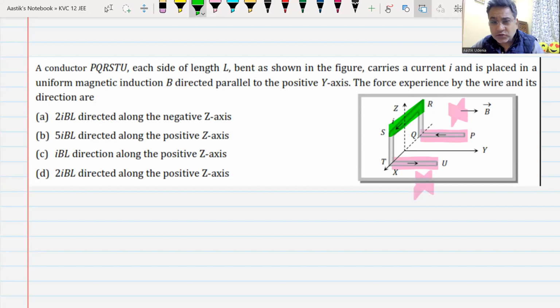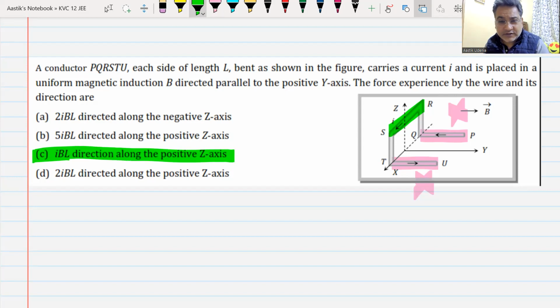I into B into L into sine 90. Only answer which has IBL is option C. So that is the correct option. You can also find the direction of magnetic force. dl is in this direction. B is in this direction. The force is going to go up. Up means plus Z according to this sign convention. The correct answer is IBL along positive Z axis. I'll give you 2 minutes to note down the answer.